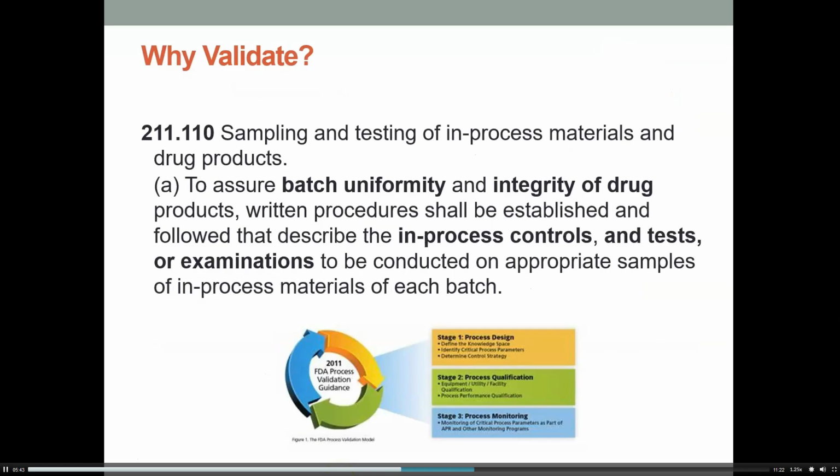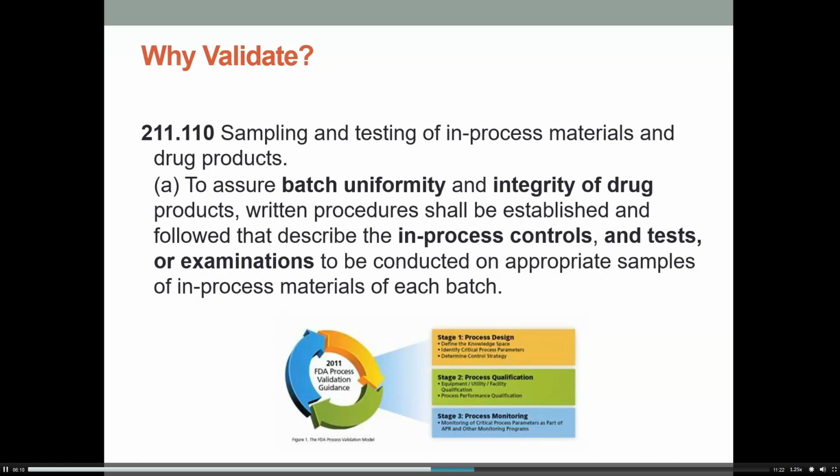This is one of the areas that it's mentioned in the CFRs. So we have 211 subpart 110: sampling and testing of in-process material and drug products. To assure the batch uniformity and the integrity of the drug products, written procedures have to be established and followed that describe the in-process controls and the tests or the examinations to be conducted on appropriate samples of in-process materials of each batch. So what are you doing?